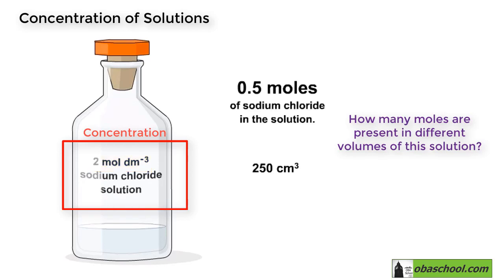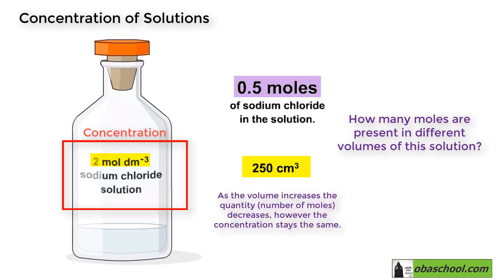Scaling it down even further to 250 centimeter cubed, a quarter of a liter, we would have 0.5 moles of sodium chloride in this solution. Remember, the concentration is still 2 mole per decimeter cubed, but as we decrease the volume, the quantity of sodium chloride in the solution decreases as well.